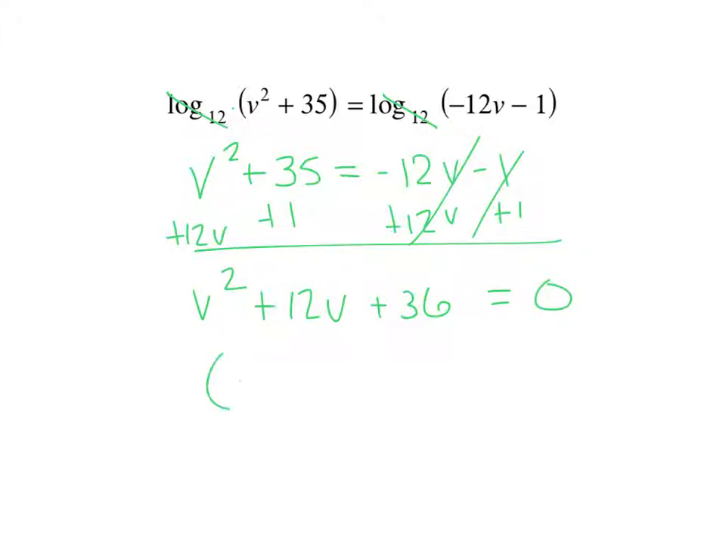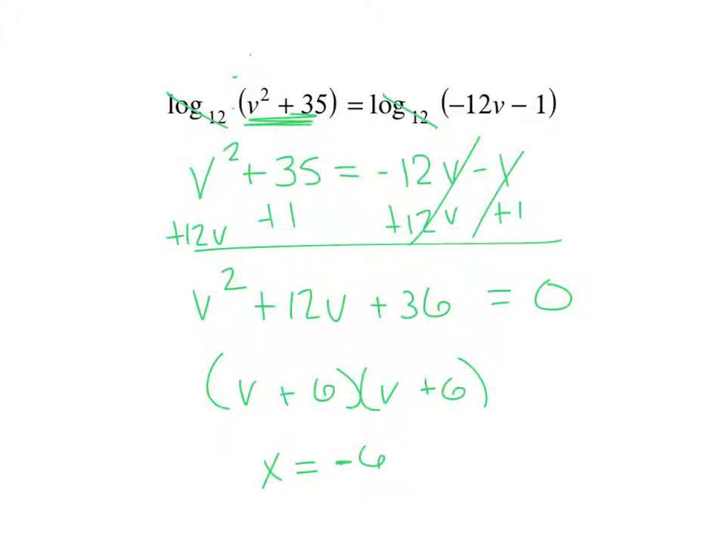I'm going to be able to factor this into v plus 6, and v plus 6, and I get v equals negative 6 as my answer. I just need to check. When I put that in here, I get 36 plus 35, which is just 1, so that's good.